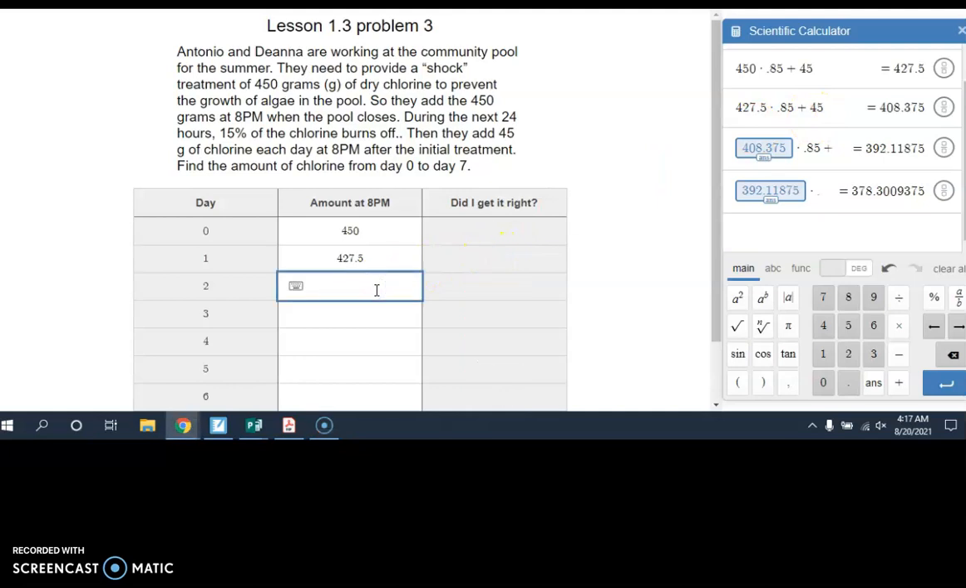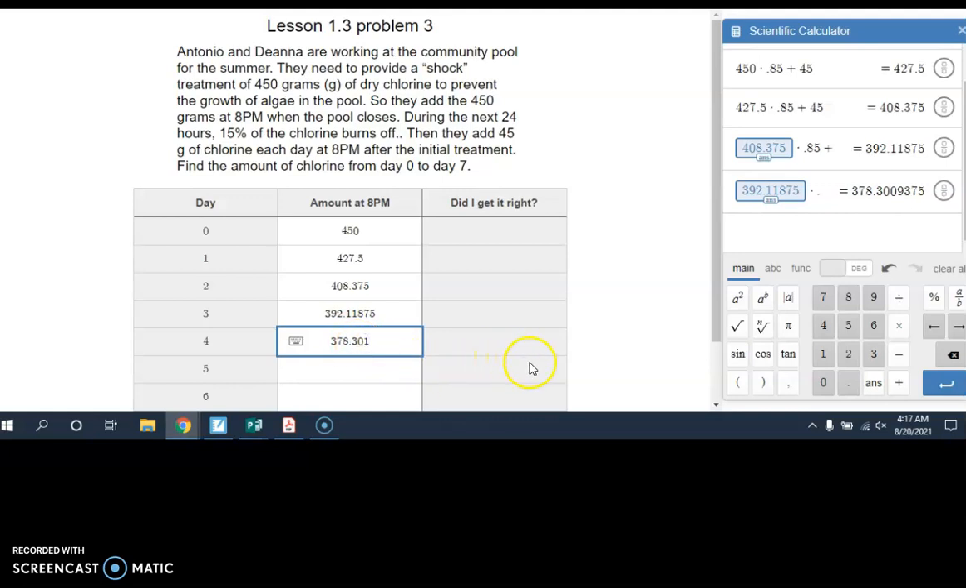I'm going to get an answer of approximately 408.375. Then if I continue the same thing by taking the previous answer, multiplying by 0.85, and then adding 45 to get the next answer, we're looking at 392.11875. And then for day 4, we'll be at like 378.3001. We'll go ahead and start rounding.